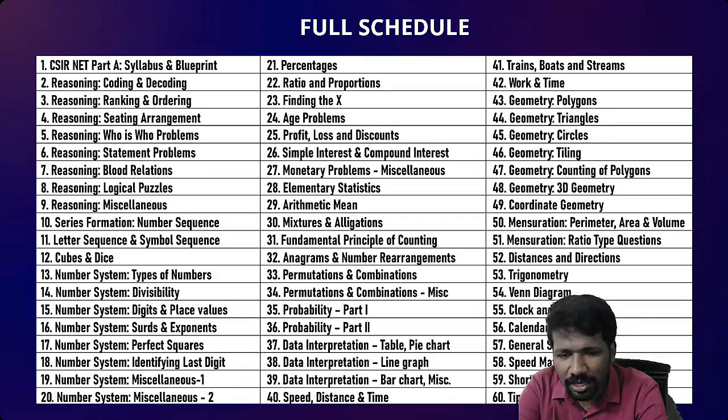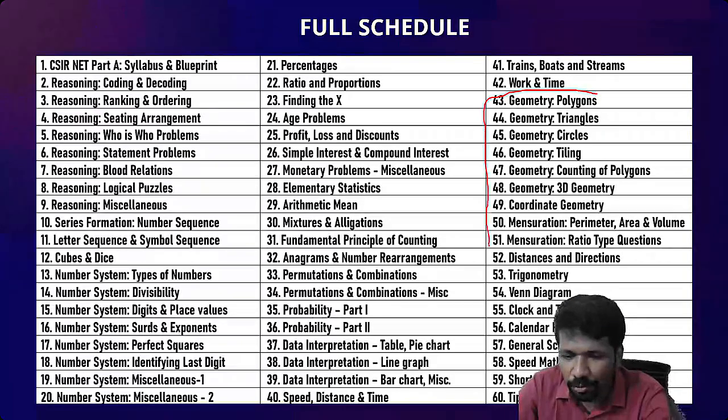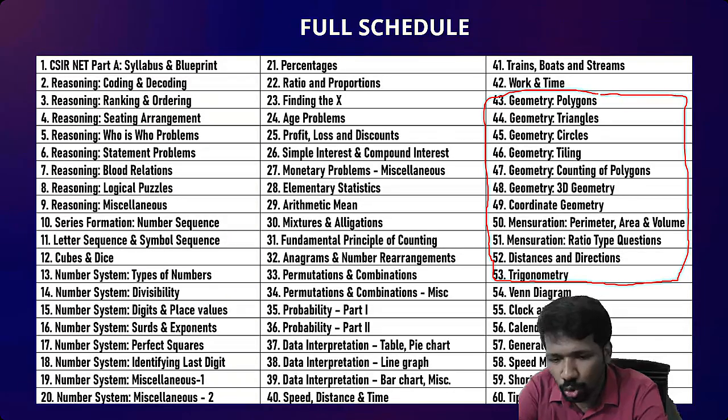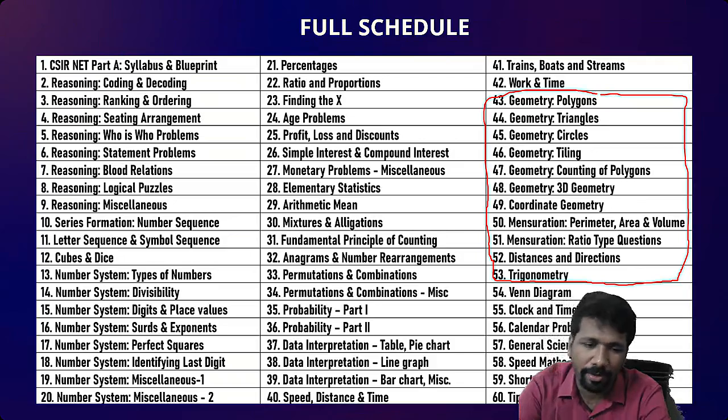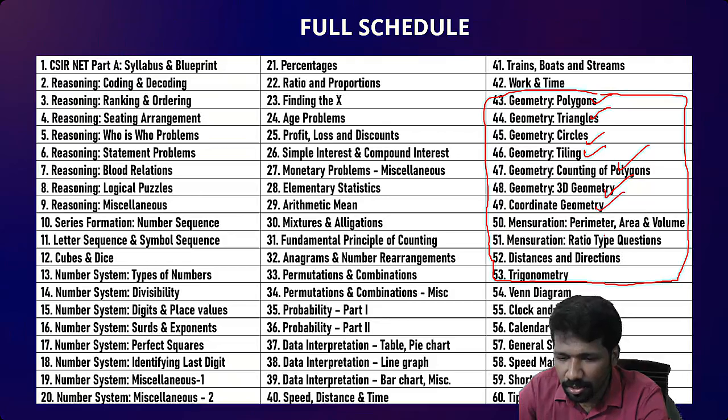Then starts the important unit of geometry, a tough unit for many. So ये geometry के लिए we have allotted 11 separate lectures. 11 separate lectures so that slowly and steadily we can understand it. It's a very vast topic. So vastness consider करके we have allotted many lectures on it. Polygons, triangles, circles, tiling, counting of polygons, 3D geometry, coordinate geometry.